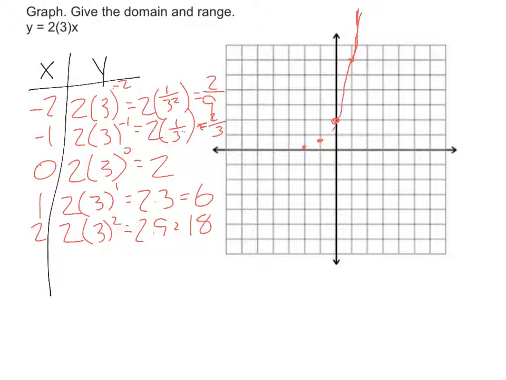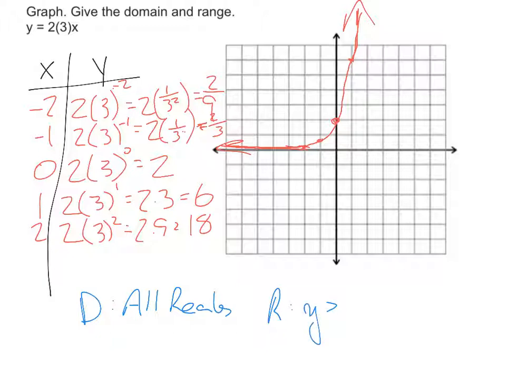So this is what this looks like, and once again, I'm going to have an asymptote at the x-axis. We're going to get really close, but we're never actually going to touch that as it comes through and curves up there. Okay, so that's what this would look like again. The negative x's are going to give us something that approaches 0, while the positive x's grow very quickly. The domain, again, all reals. The range, still y's greater than 0.